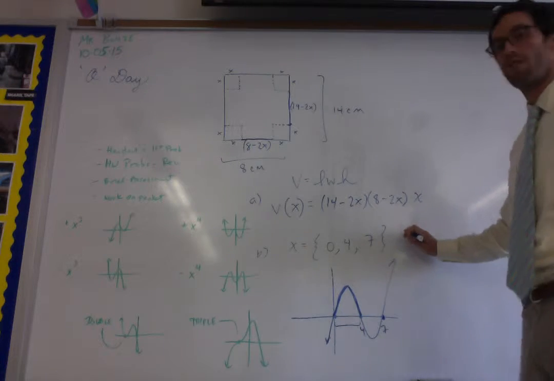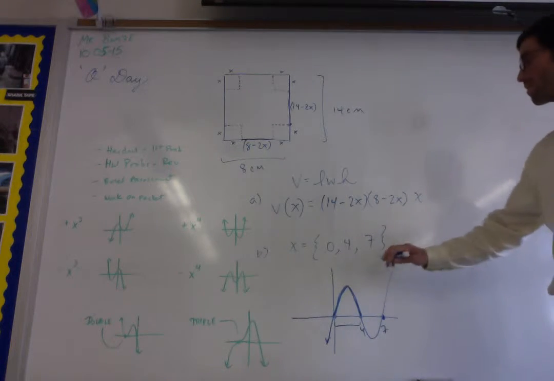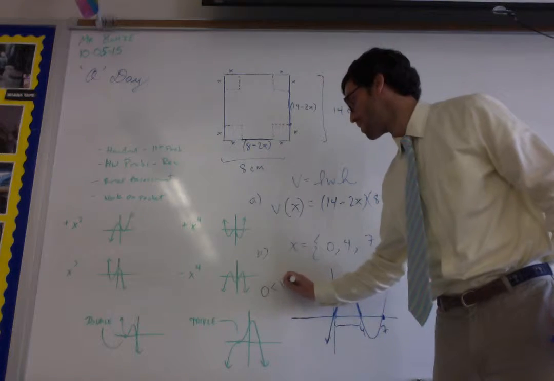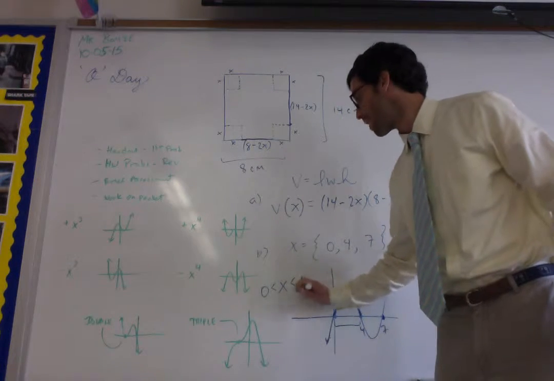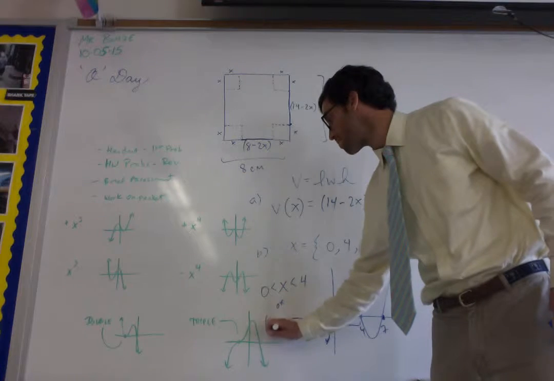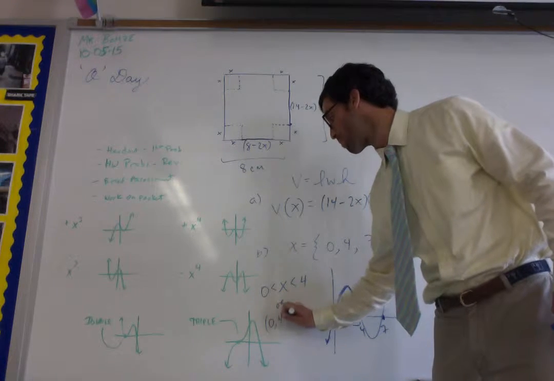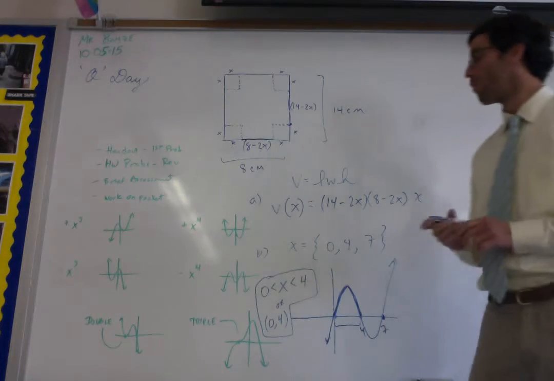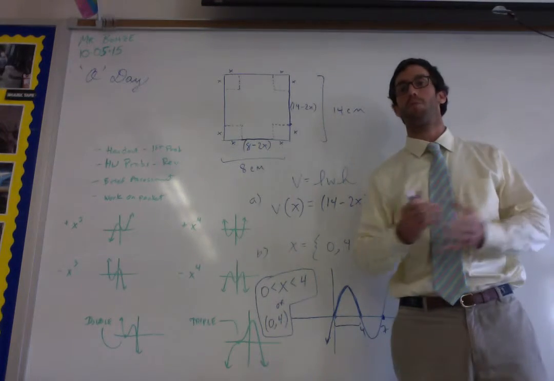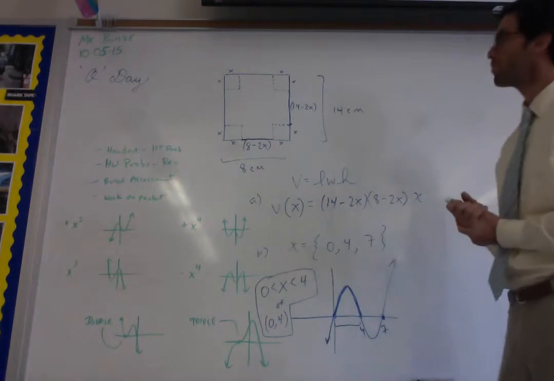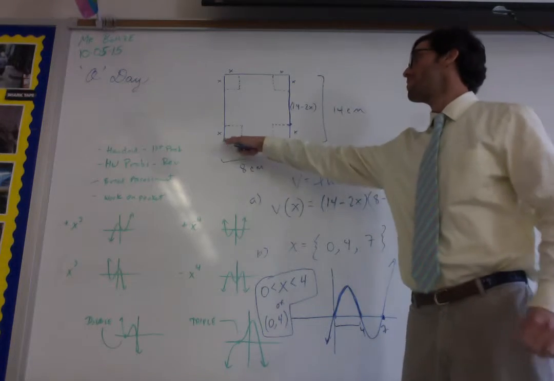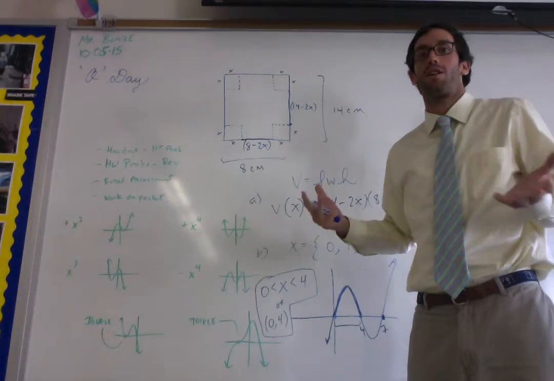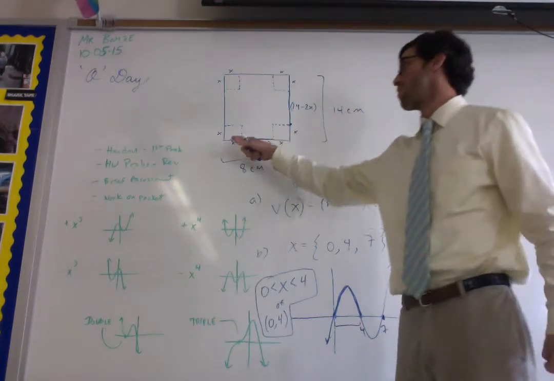So actually, I'm going to run out of room here. The domain, I'm going to write in set notation for now. Okay, but I'll also write 0, 4 with parentheses. Because we can't include 0 or 4 for that matter, because then we wouldn't have a box. All right? Right, if x was more than 4, this side would be 0. It would be 0 or a negative. So x can't be more than 4.